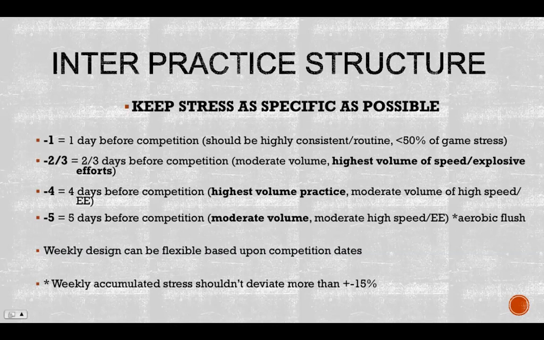Very consistent routine. It's kind of a confidence practice. The guys know what to expect, and the drill structure doesn't really vary too much. So we're looking at about half, 50% of game stress for that day. And the weekly design for all of this can be flexible based on the competition dates or type of competition, bye week, if it's NCAAs, if it's Big East tournament, things like that. But that's a general outline of what that would look like.